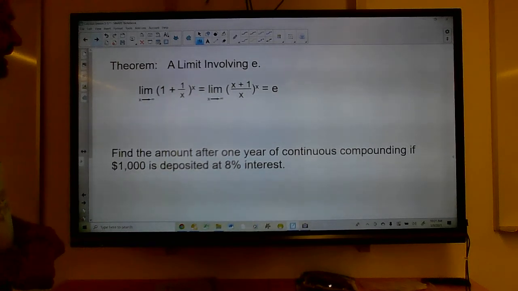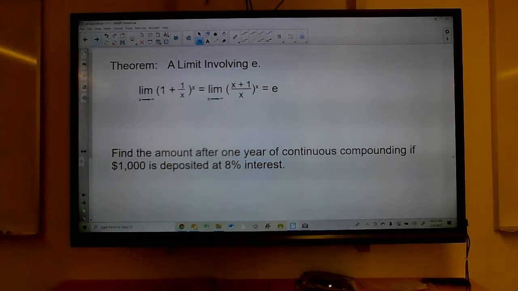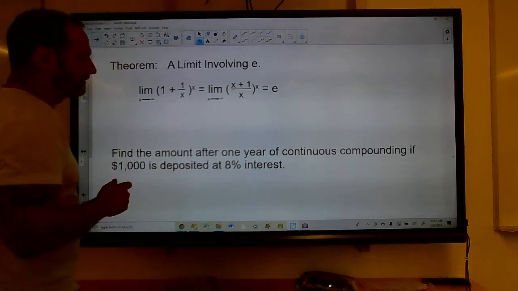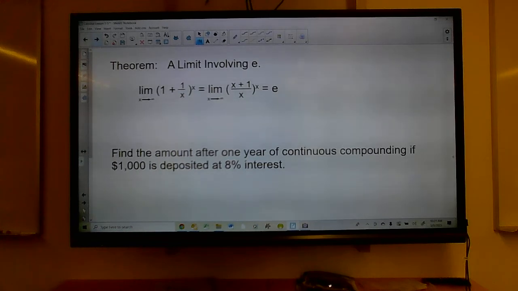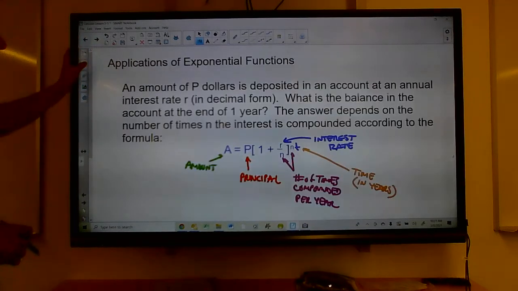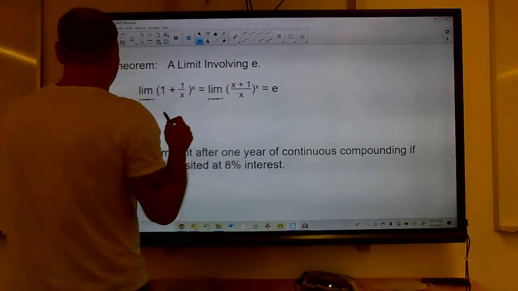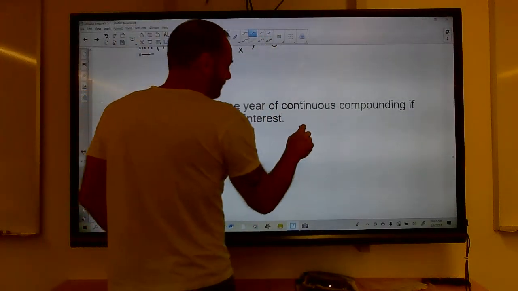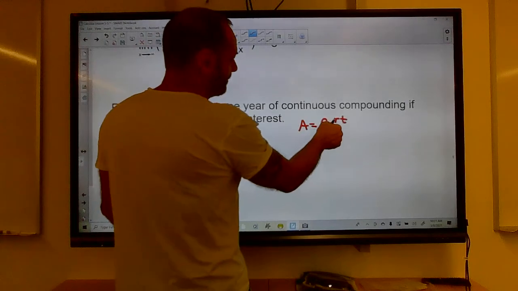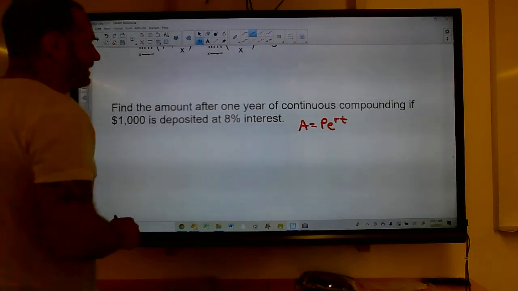A limit involving e: the limit as x goes to infinity of 1 plus 1 over x to the x is the limit as x goes to infinity of x plus 1 over x to the x, which happens to be e. So find the amount after 1 year of continuous compounding. Okay, so what that does is that takes this formula right here and converts it into continuously compounded interest, which that formula is A equals P e to the RT. Again, P is principal, R is interest rate, T is time, e is just the number e, and A is the amount.